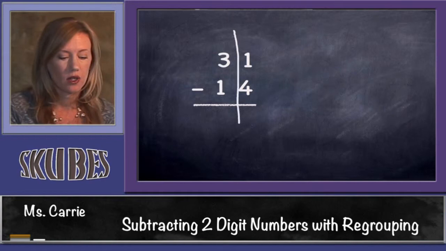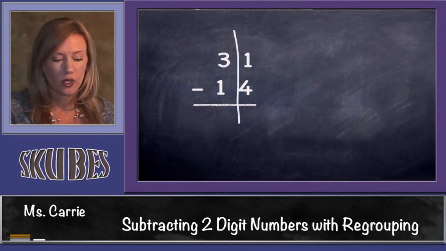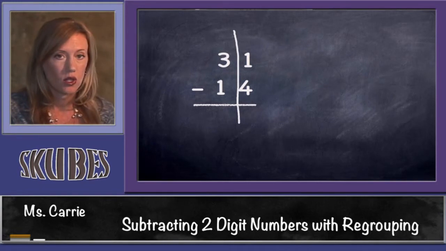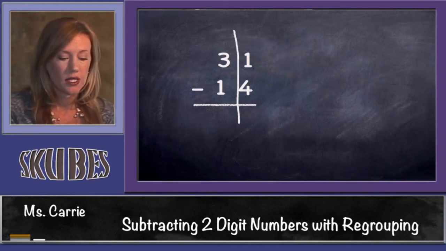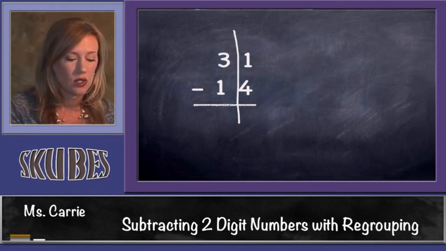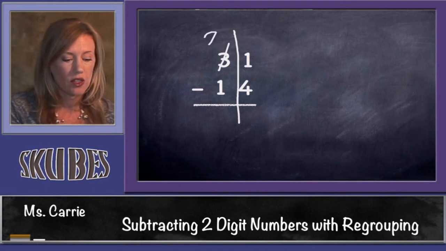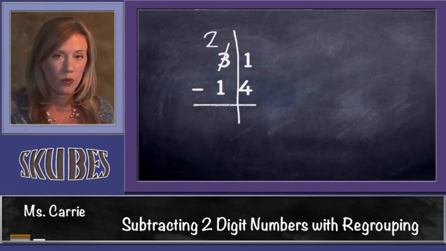Draw my line down the middle. Well, I can't take 4 from 1. 1 is smaller than 4. So I need to go next door. When I say next door, I mean the tens place, and I need to take 10. So this 3 now becomes a 2, because the 31 has become 21.